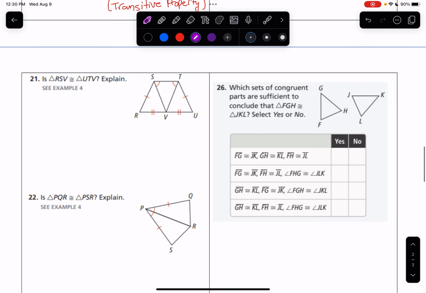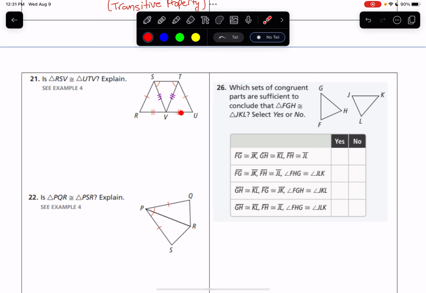Next page is triangle RSV congruent to triangle UTV, and explain. So let's see what we've got here. What I see first of all is that there are congruent angles right here. And if I know there are congruent base angles, then by the isosceles triangle theorem, I know that there are congruent side lengths right there. And now I look and I see that on these two triangles, they have each of their sides marked congruent to the corresponding side, so they must be congruent.